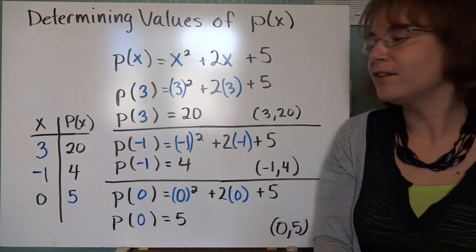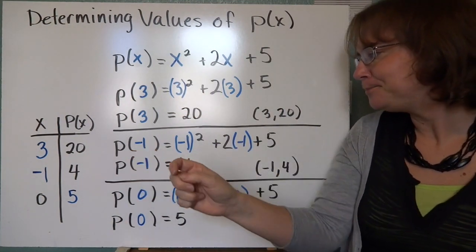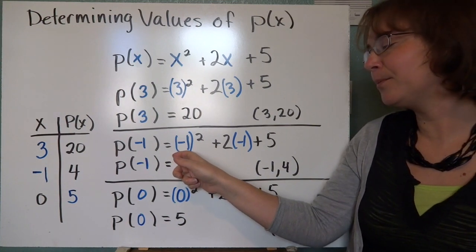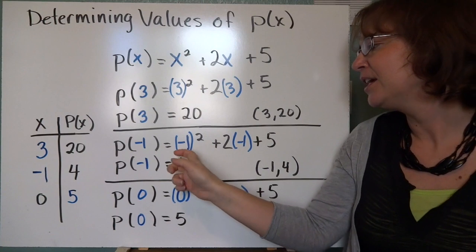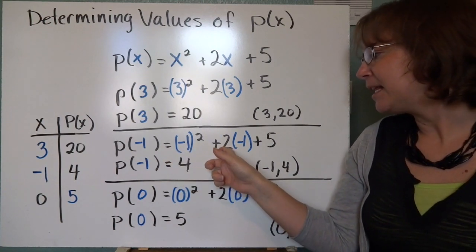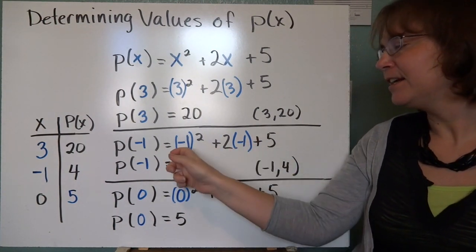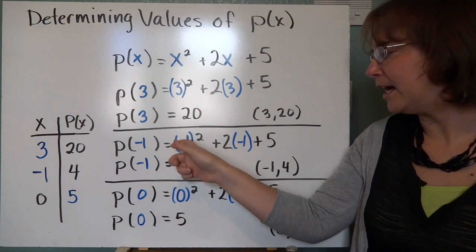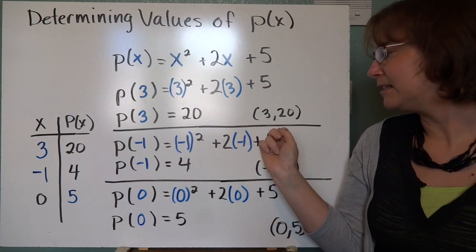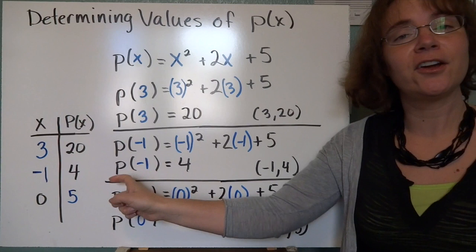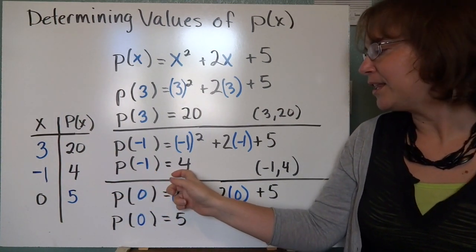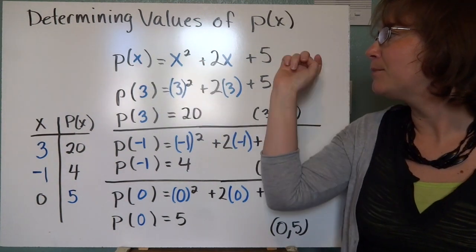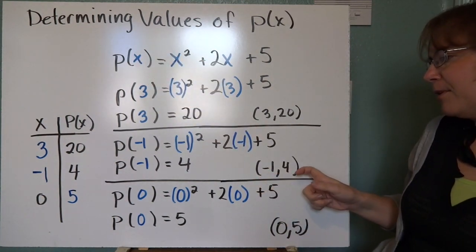I can also do this with other values. Say negative 1. Negative 1 has to be in parentheses because I'm squaring my x value, the whole x value. So negative 1 squared plus 2 times negative 1 plus 5. Negative 1 squared is just a 1. This is a negative 2, and this is a 5. Adding them all together, I have p of negative 1 is equal to 4. So that's another point that satisfies my equation, negative 1 comma 4.